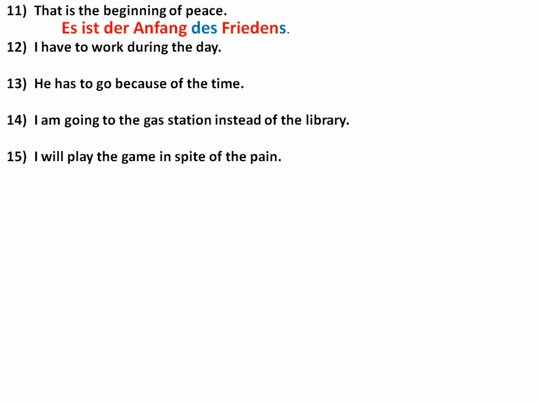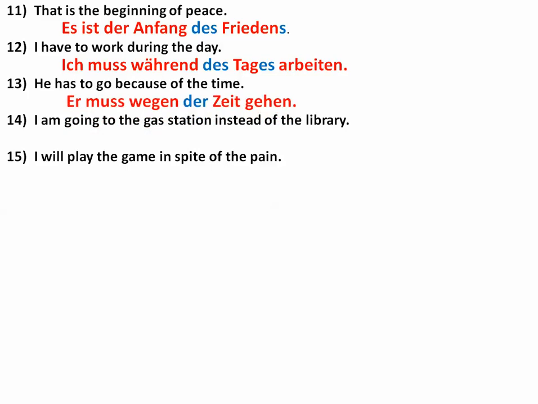Have to in German throws a lot of Americans and English speakers off. Have to in German is just muss, so: Ich muss während des Tages arbeiten. So here we're using, again, a genitive preposition, während, and then der Tag to des, and Tag, one syllable long, adds es. Ich muss wegen der Zeit gehen.